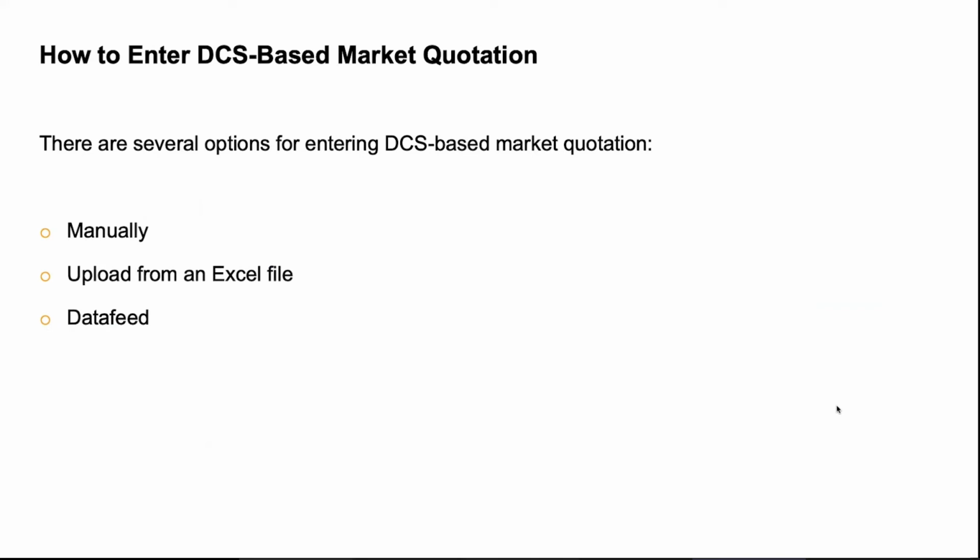As I was saying, these are the options right now where you can enter your prices. One is, of course, manually through the T code, FDC 17. One is upload from an Excel file, and data feed, which is again price interfaces. So if you move to next screen.